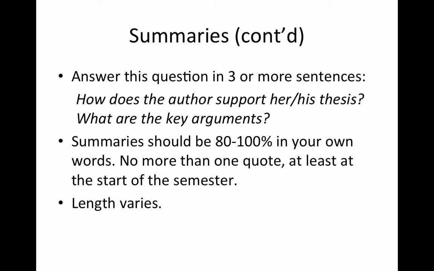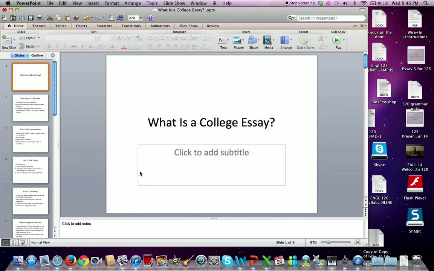A summary should be 80 to 100% your own words. At the beginning of the semester, no more than 1 quote in each summary. You want it mostly to be you restating and rethinking the author's ideas in your own words. And the length varies. By the time we get to the end of the semester, you will have written summaries of a wide range of lengths. So that is that. That's a college essay.